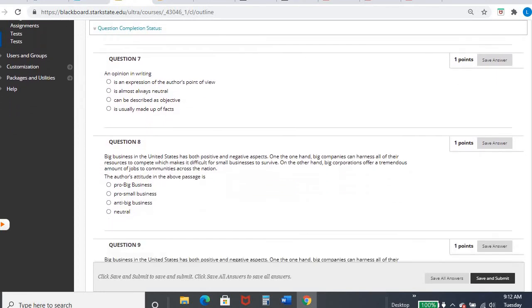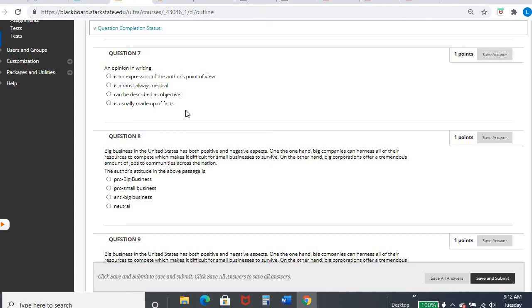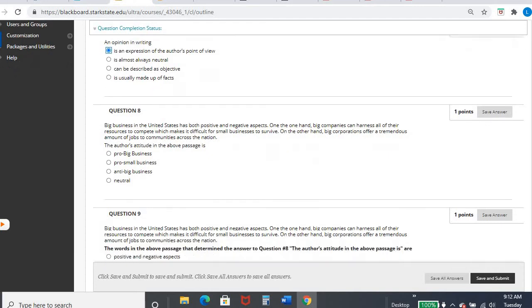Question 7, an opinion in writing. We know opinions are not neutral, they are not objective, and they are not made up of facts. It is the author's point of view. So it is how an author feels about a topic.